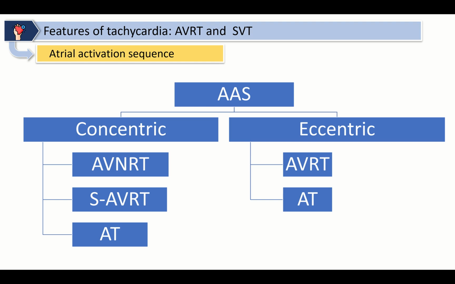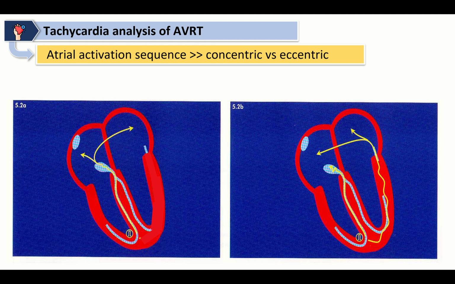When we have a tachycardia, assess atrial activation sequence. Concentric may be AVNRT, AVRT using septal accessory pathway, or atrial tach. Eccentric, AVRT using lateral accessory pathway and atrial tach. And the AVNRT is impossible. And this is the patient on the left side, nodal conduction or septal accessory pathway. We will have concentric atrial activation. On the right side, left lateral accessory pathway, it is eccentric activation.